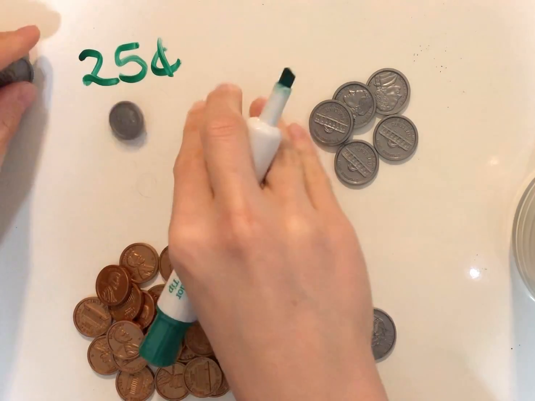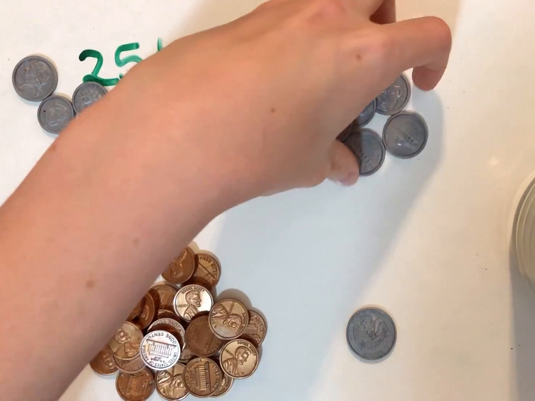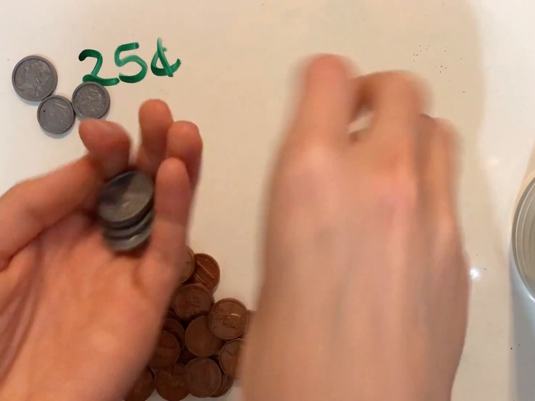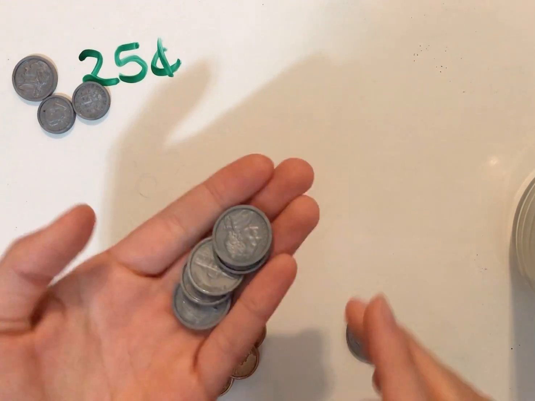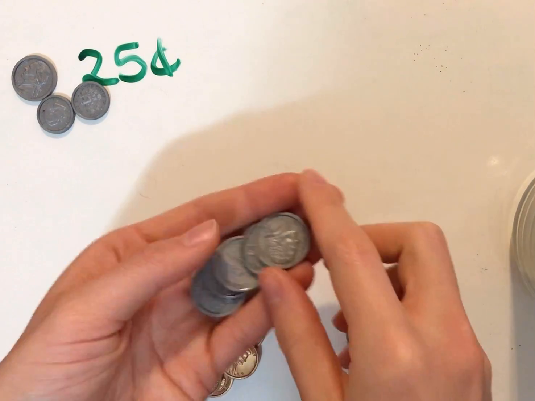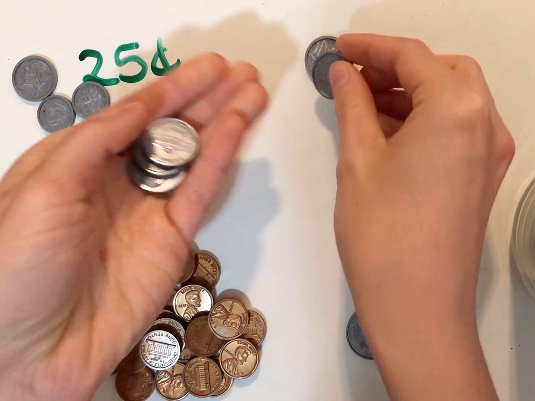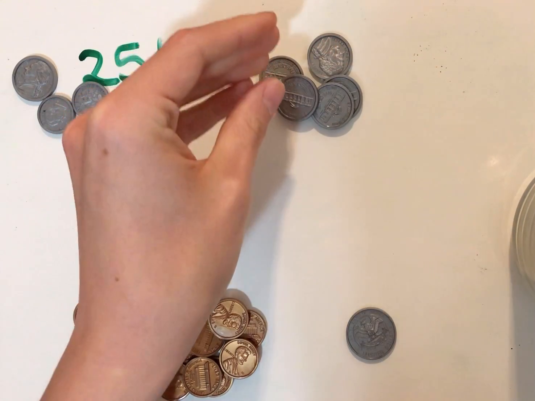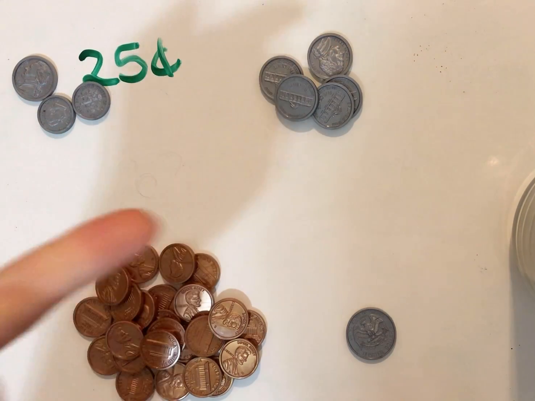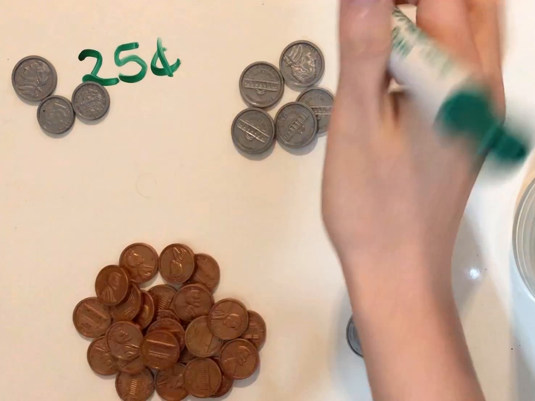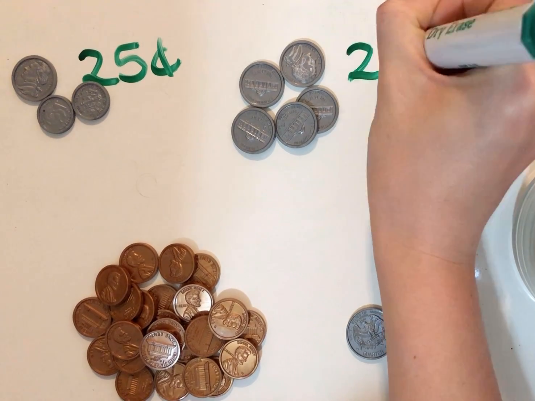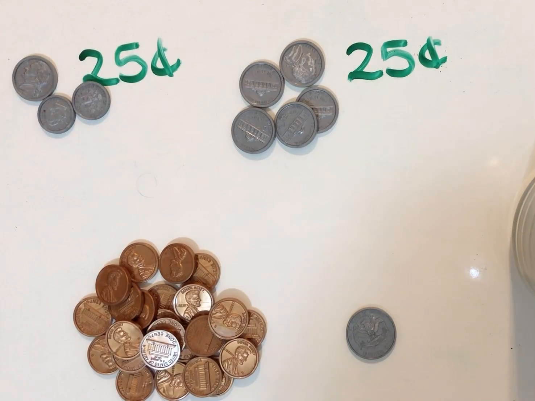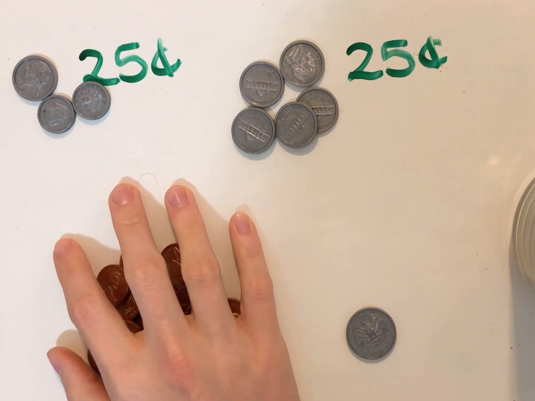Over here in the corner. So let's go over here. These are a bunch of nickels, it looks like. And a nickel is worth 5 cents, so we can count by 5s to solve this one. So 5, 10, 15, 20, 25. That's it. So 25 cents. Okay, so let's come down here to this stack of pennies.